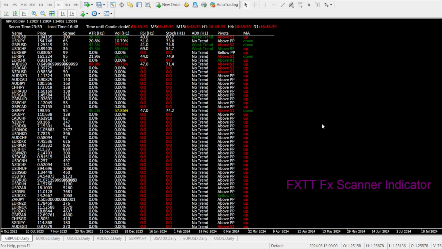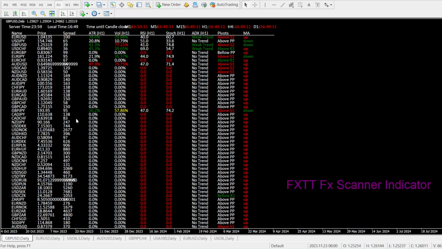It monitors all the assets in your market watch list. It analyzes different currency pairs and displays market conditions. So this indicator actually saves you time and effort. Basically the indicator will give you information based on different indicators, like you can see the ATR, the volume indicator, the RSI, stochastic, ADX, pivots, moving average.